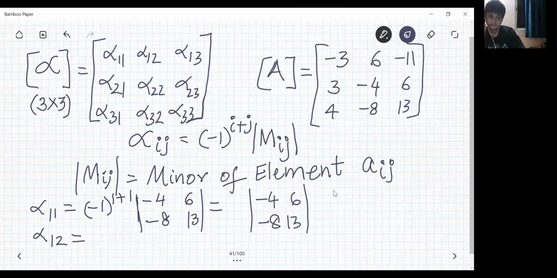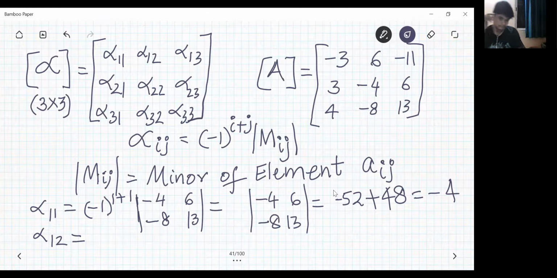And this, you know how to find out. It is minus 52 plus 48. Why? Because in the formula the minus sign is there and this will give minus 48. So minus of minus becomes plus. So this answer becomes minus 4. You're able to follow?